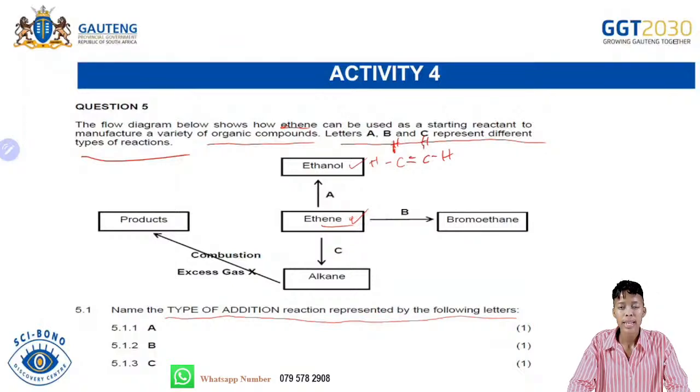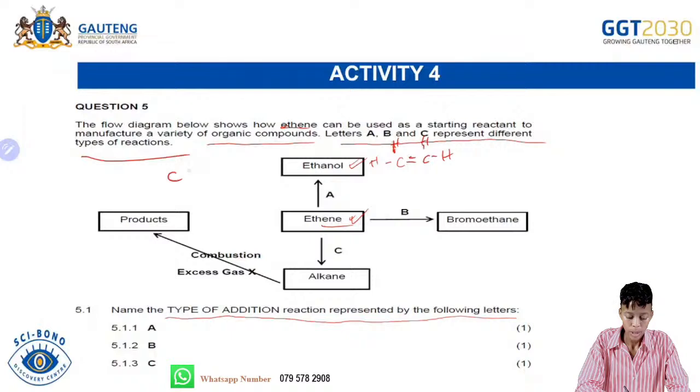And ethene has a total of how many carbons? It has a total of 2 carbons. And in between those 2 carbons, we'll have the double bond there. So for letter A, we are moving from ethene to ethanol. So for us to move from ethene to ethanol, what was added? Ethanol has 2 carbons in total.